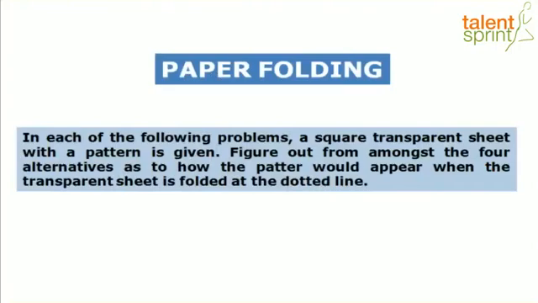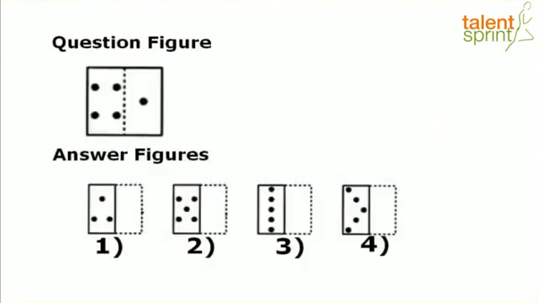So look at the question. It says, in each of the following problems, a square transparent sheet with a pattern is given. Figure out from amongst the four alternatives as to how the pattern would appear when the transparent sheet is folded at the dotted line. So here's the first question.